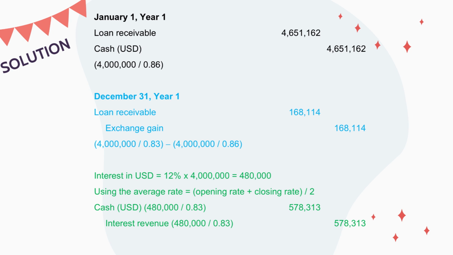So in addition to that, you will also have to charge some interest. So this interest amount was 12% on the $4 million, which came out to $480,000 in USD. As a result, we have to journalize this in Canadian dollars. So using the spot rate of the year end, which is 0.83, we translated that $480,000 USD to $578,000 Canadian.